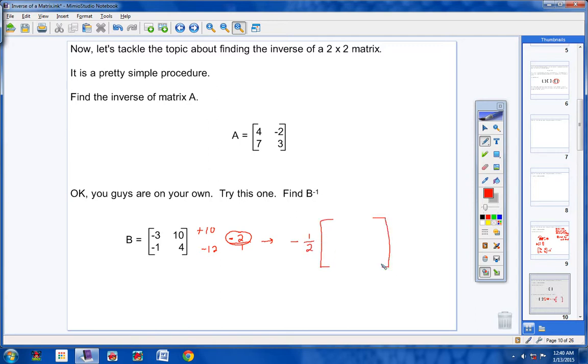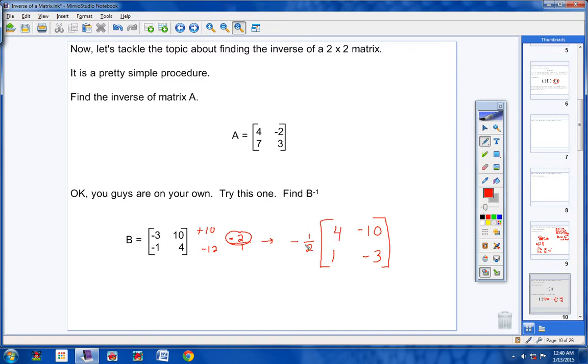Now next, these two numbers here, we don't swap them. We just change their signs. So negative 1 becomes positive. Positive 10 becomes negative. These two numbers here, we don't change their signs. We just swap the numbers. So negative 3 goes down here. Positive 4 goes up here.